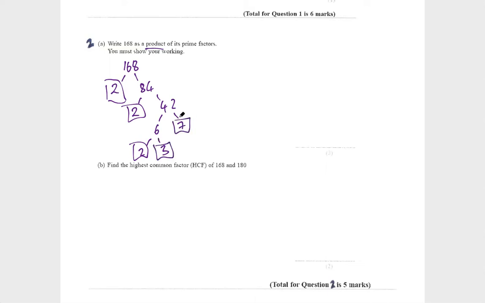But I need to write it as a product, not just a list. So a product of its prime factors means it has to be in the form of either 2 times 2 times 2 times 3 times 7, or even better, 2 cubed times 3 times 7, because that's more efficient.